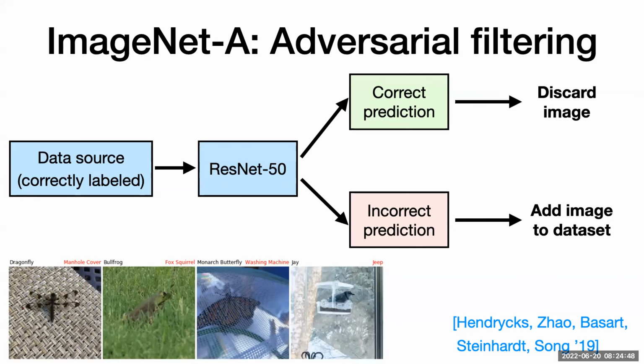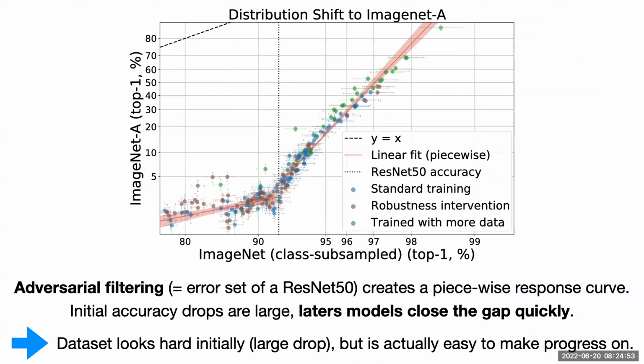And again, we ran all of our 200 models on this test set, and this led to a really interesting graph because you have a knee-like shape now. It's not a single linear trend, but it's piecewise linear. So the vertical dotted line here is the accuracy of a ResNet 50. And what we see is that everything before ResNet 50, so models that get the same ImageNet accuracy as a ResNet 50 or lower, they also have really low accuracy on ImageNet A. But then the models that came after ResNet 50, they very quickly make progress on this data set.